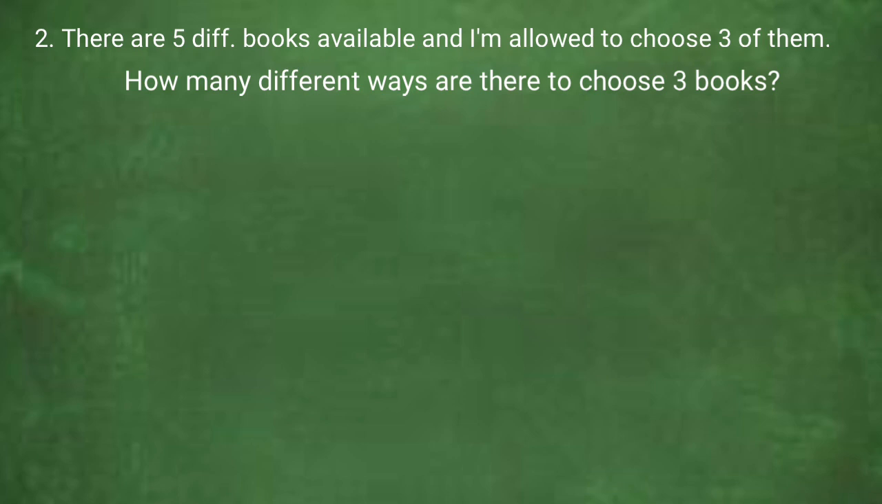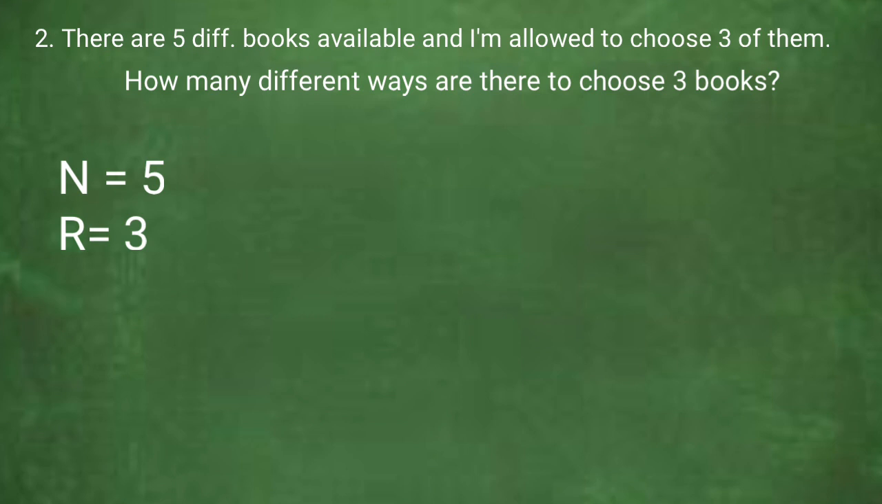Second word problem. There are 5 different books available and I'm allowed to choose 3 of them. How many different ways are there to choose 3 books? Now let's look for N and R. N is the number of books, which is 5. R, which are the books that we are going to select, which is 3.